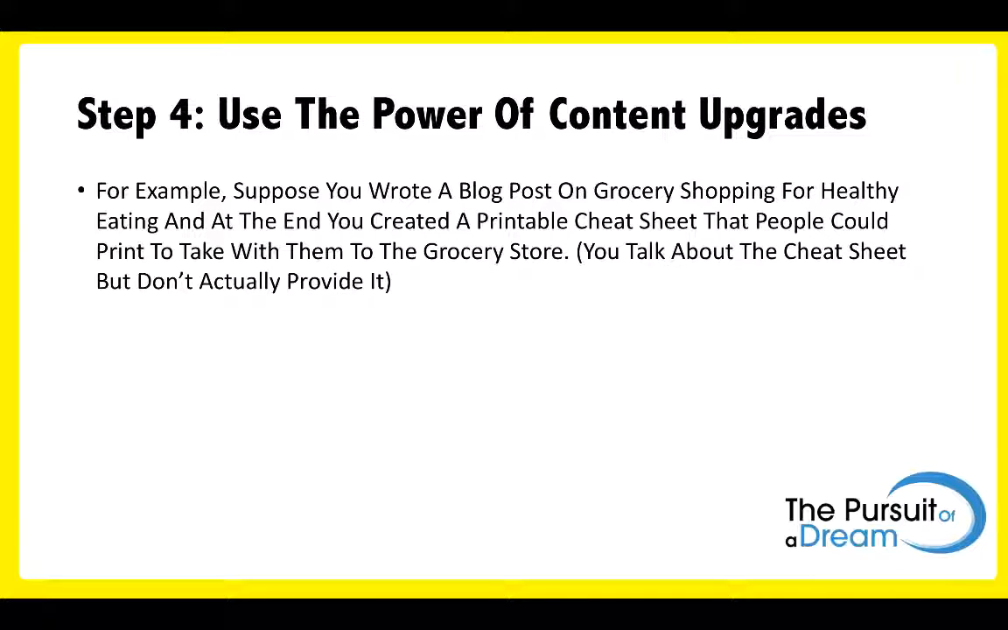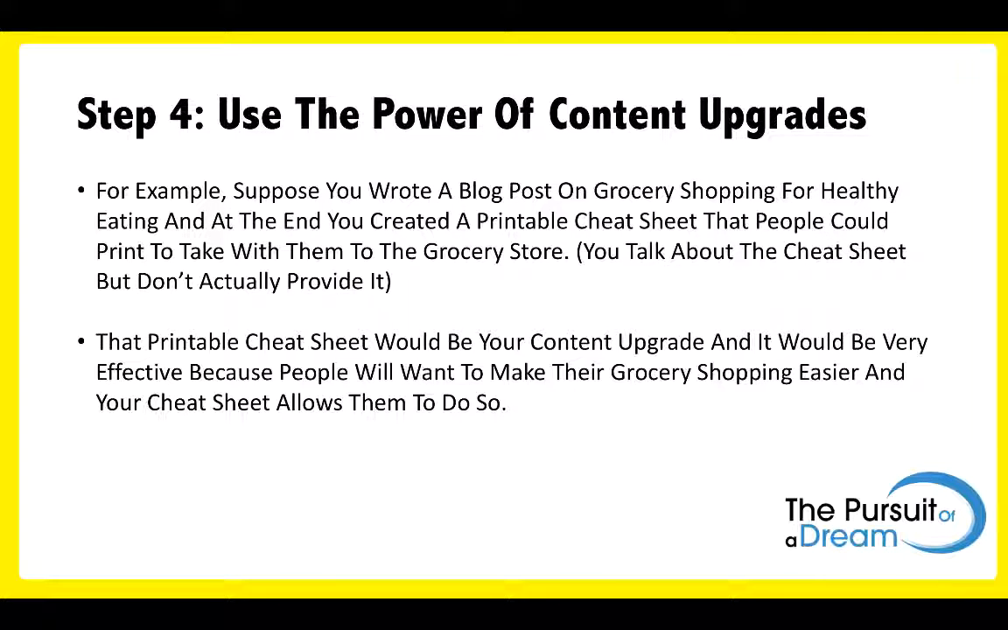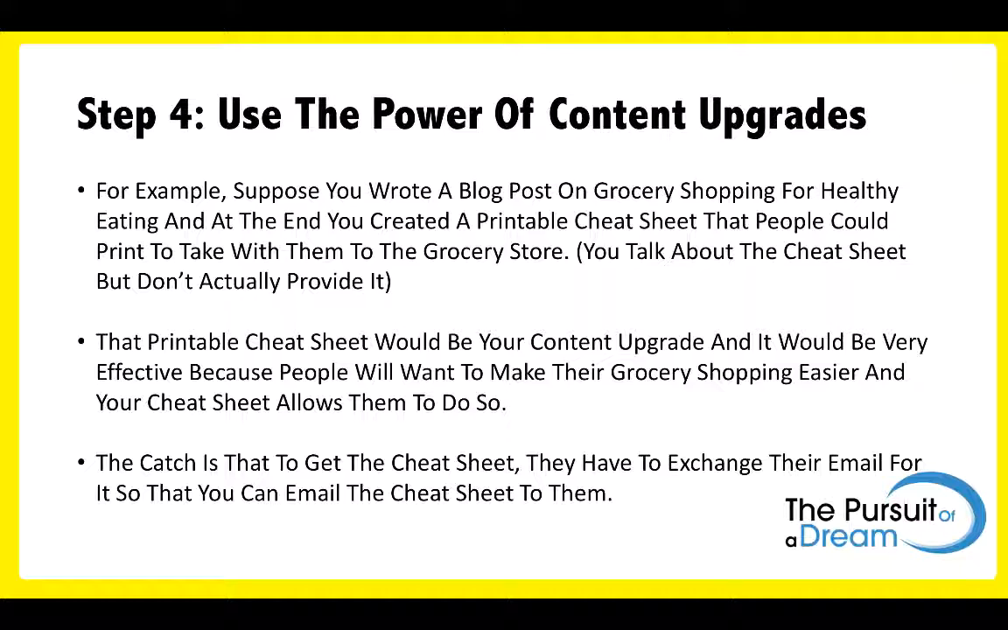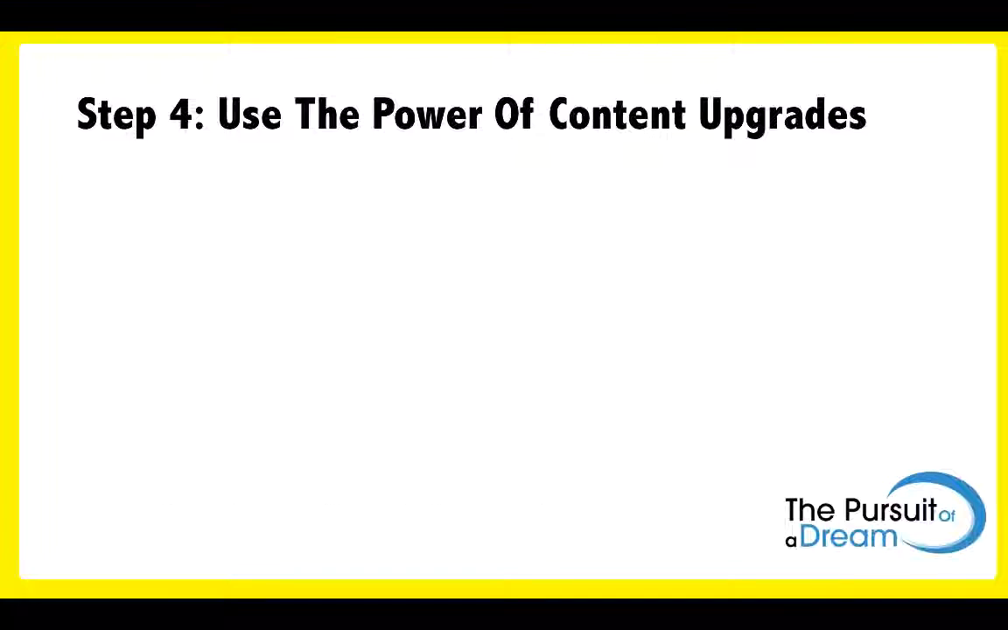For example, suppose you wrote a blog post on grocery shopping for healthy eating, and at the end you created a printable cheat sheet that people could print to take with them to the grocery store. You talk about the cheat sheet but don't actually provide it. That printable cheat sheet would be your content upgrade, and it would be very effective because people will want to make their grocery shopping easier, and your cheat sheet allows them to do so. The catch is that to get the cheat sheet, they have to exchange their email for it so that you can email the cheat sheet to them.